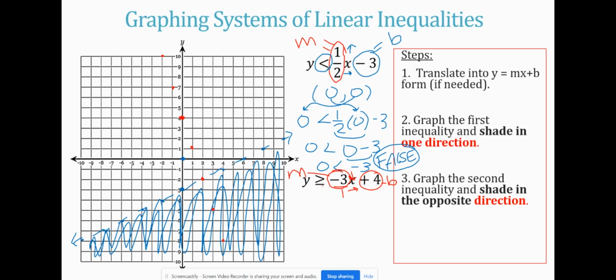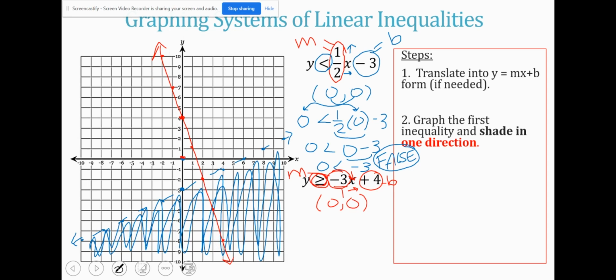Okay, now dashed or solid line. This is telling us, because it's greater than or equal to, that it's going to be a solid line. So we can just connect these points with a solid line. And I'm going to pick the same test point, 0, 0. So I'm going to see if I'm going to shade to the left or to the right of this line. So 0, 0, we're going to plug that in.